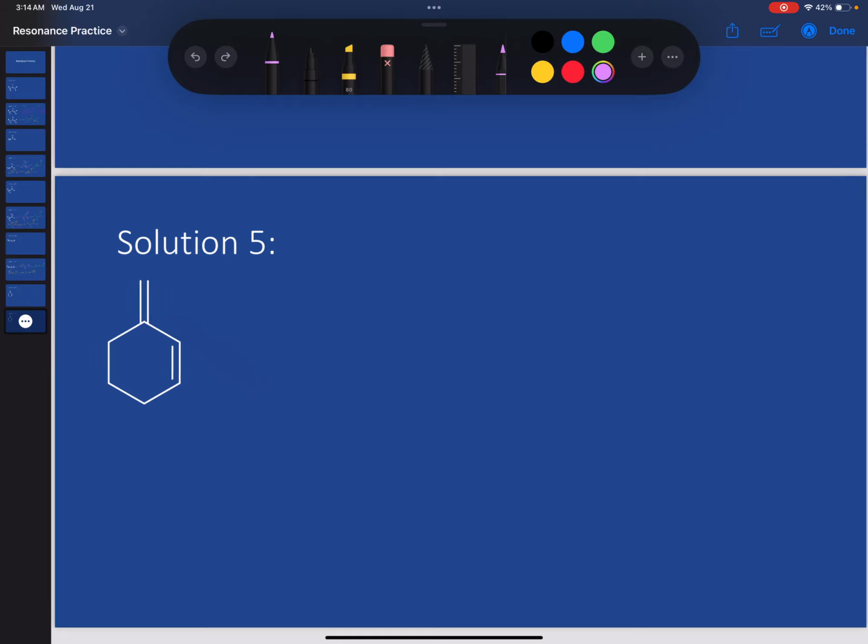So one thing I can do is I can break the pi bond and give the electrons to the carbon that's on top. There's no particular reason why I picked that one. You could have gone the other way. That's completely fine. And so when I do that, this is what I get. So here, I'm going to keep this double bond because I didn't touch it.